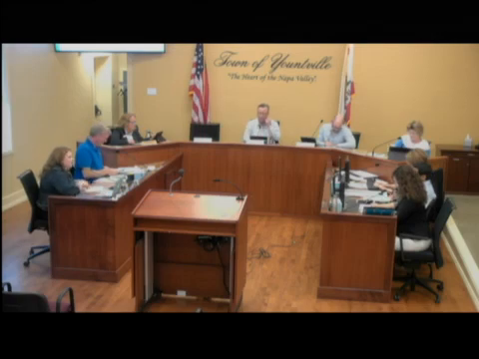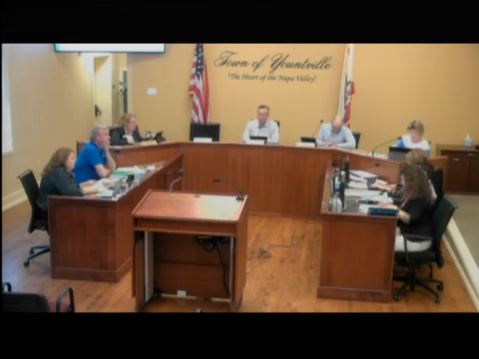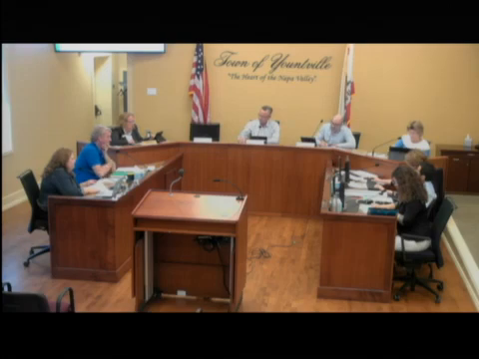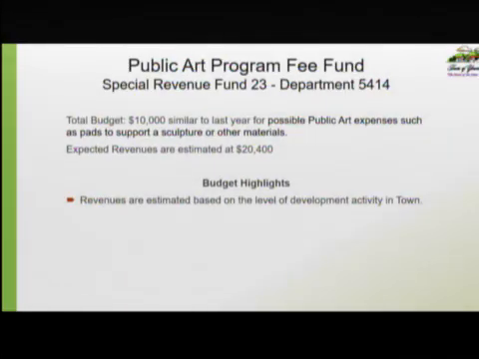This is the Public Art Program Fee Fund, a Special Revenue Fund 20, and the department is 5414. This is the 1% valuation on commercial projects, from the ordinance that you passed about a year ago. Any commercial project that comes in for building permits is assessed a 1% valuation. They can choose to pay the in lieu fee, or they can place art. To date, we haven't had anybody place art yet, but we're working on that.